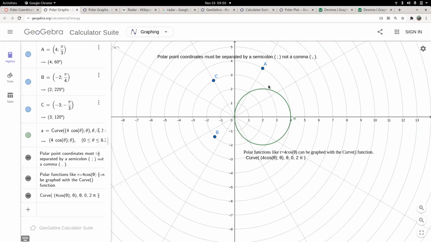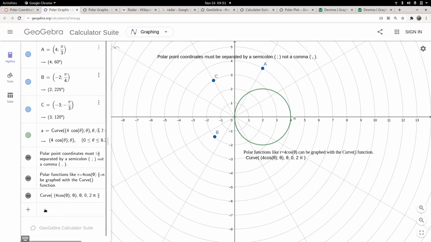Now to get a graph, that's a bit trickier. I had to use their curve function, and I have a note about that here. So polar functions like r equals 4 cosine theta can be graphed using the curve function, and the notation is a bit tricky. And then I'll also show how to do this in Desmos, but it's not too bad. Now I made another app to help with this. And so the other app's slightly easier to use, but I'm just going to show this one.